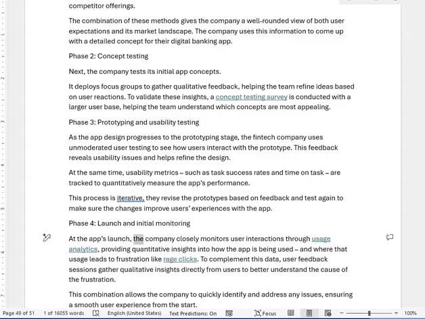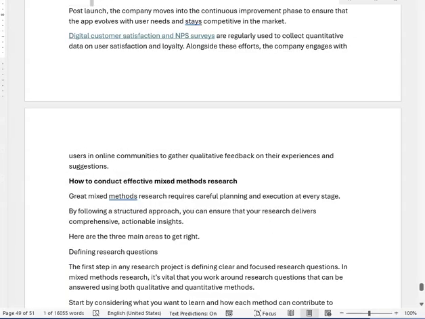Phase 4. Launch and initial monitoring. At the app's launch, the company closely monitors user interactions through usage analytics, providing quantitative insights into how the app is being used and where that usage leads to frustration like rage clicks. To complement this data, user feedback sessions gather qualitative insights directly from users to better understand the cause of the frustration. This combination allows the company to quickly identify and address any issues, ensuring a smooth user experience from the start.